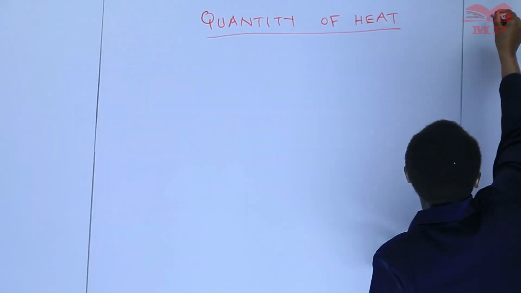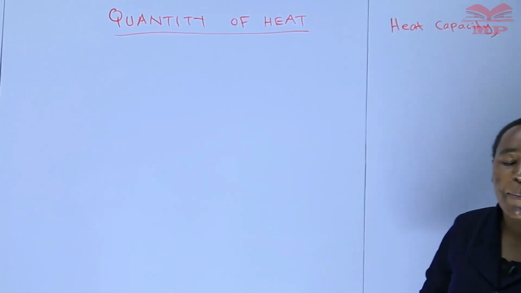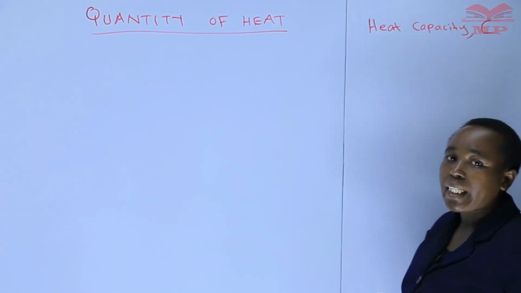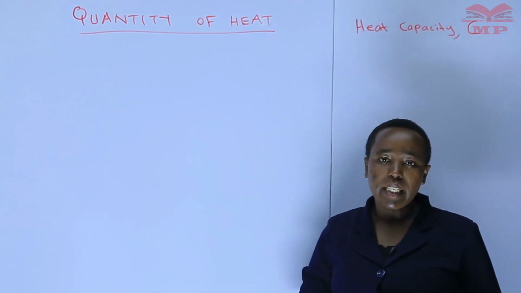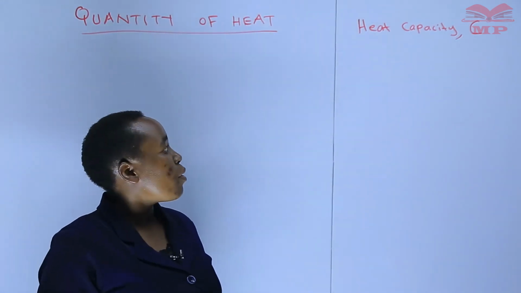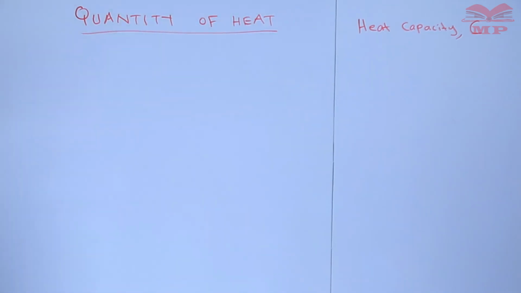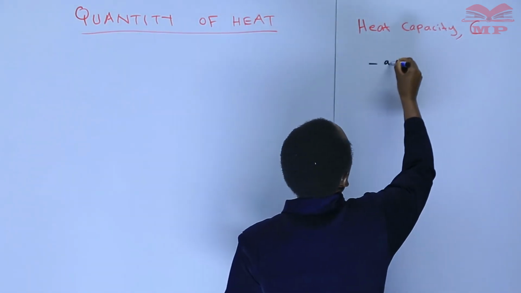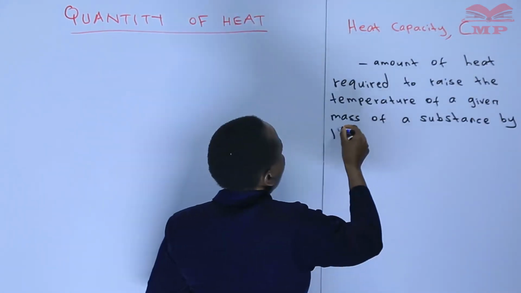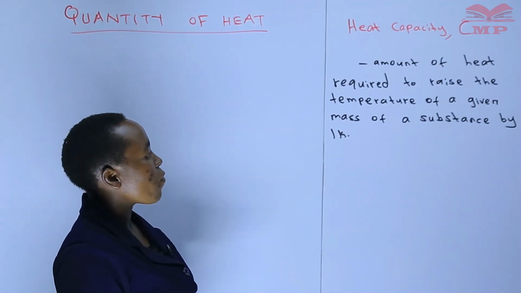So we looked at heat capacity, and we said that heat capacity is denoted using which letter? Capital letter C. So that is heat capacity. So what did we say is heat capacity? When we talk of heat capacity, we defined it as the amount of heat required to raise the temperature of a given mass of a substance by 1 Kelvin.